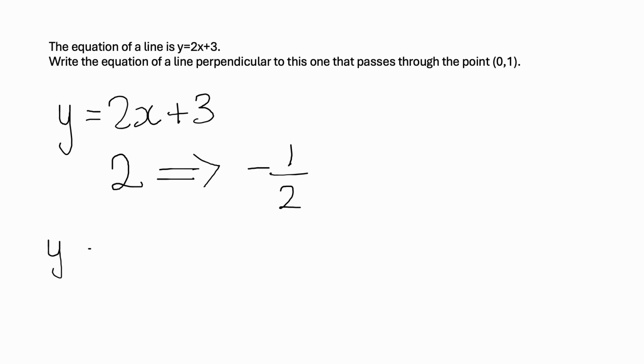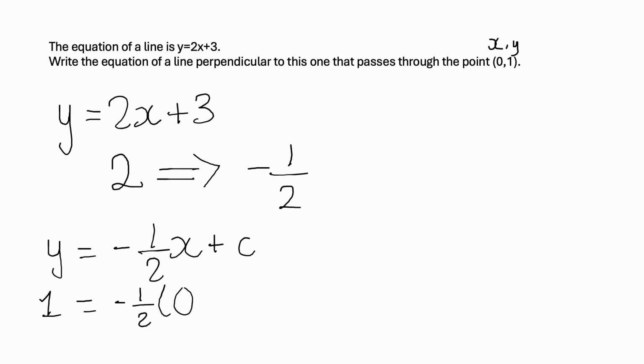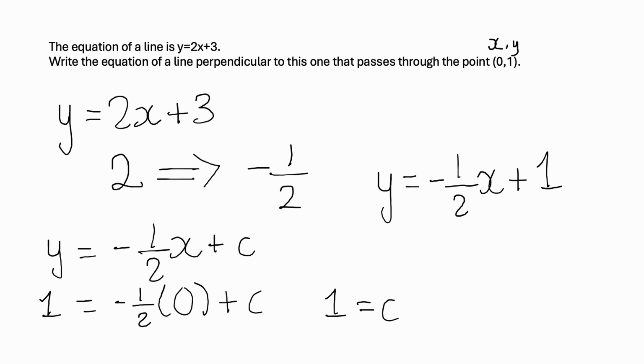So first of all, we have y is equal to minus a half x plus c. We can sub in our coordinates where x is 0 and our y is 1. So 1 is equal to minus a half times 0 plus c. 0 times a half, or by any number, is essentially 0. So 1 is equal to c. Therefore, the equation of this line is going to be y is equal to minus a half x plus 1. Beautiful.